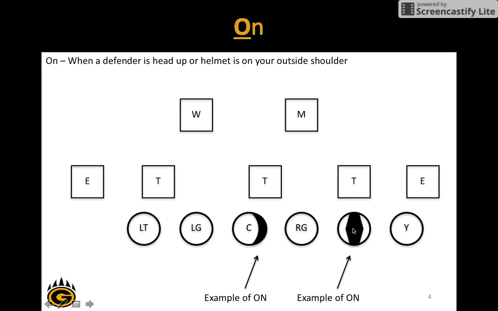Okay, the tackle is going to look in his gap. Does he have someone on his inside shoulder? No. Does he have someone in the gap? No. Does he have someone on the right guard's shoulder? No. So no one is in his gap, so he goes to the on position or on assignment. So he's going to block the guy head up with him. So we can see this example played out.